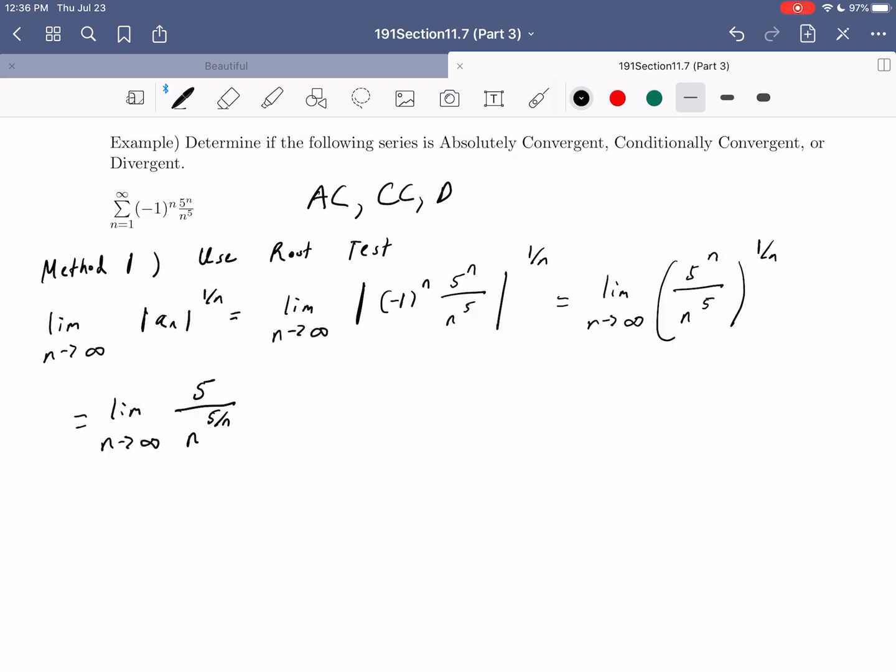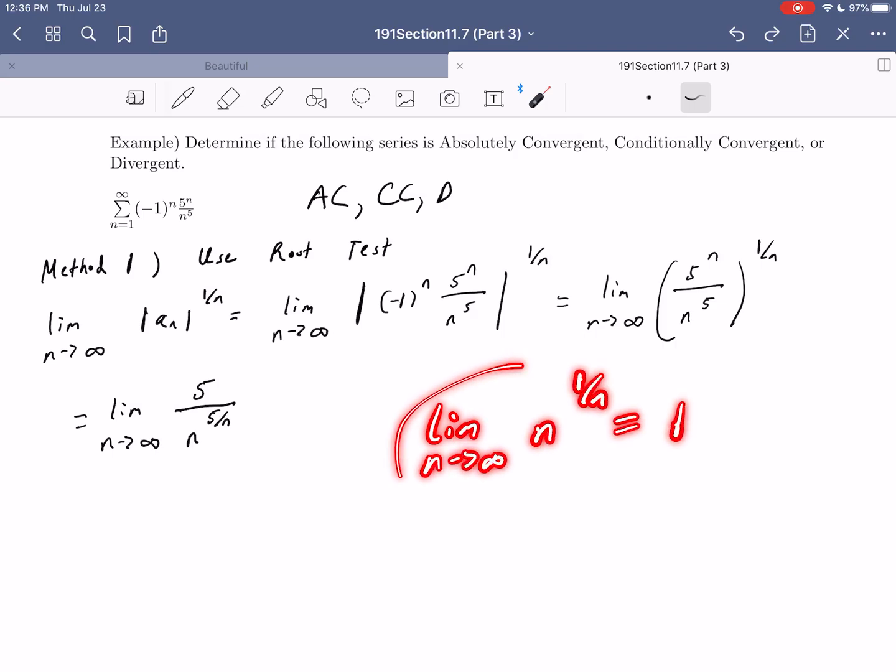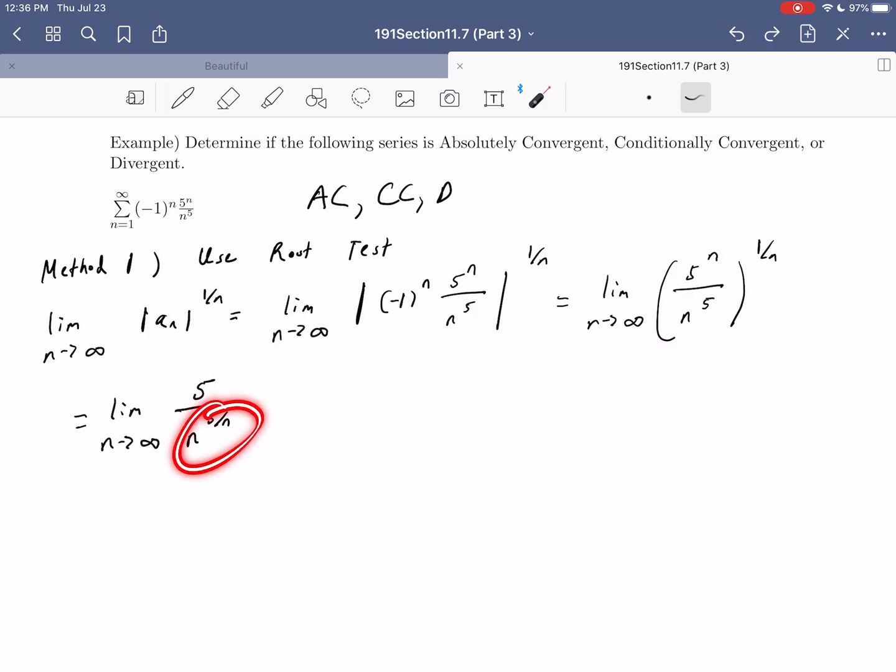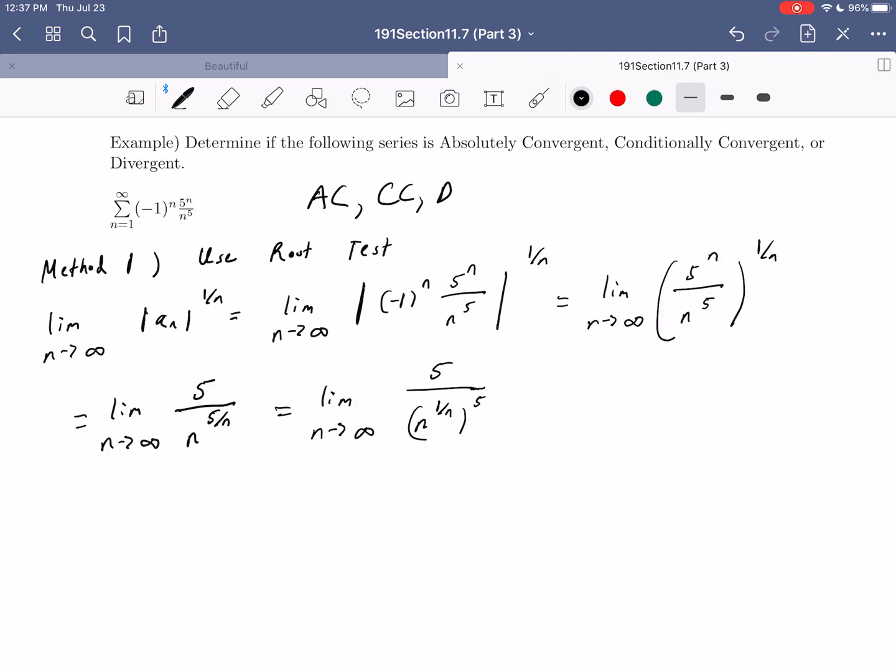We stated a very important limit for a root test: the limit as n goes to infinity of n to the 1 over n is 1. That's very, very useful. So let's go ahead and rewrite this as the limit as n goes to infinity of 5 over n to the 1 over n, all to the 5th. Now we can use this to say that that's going to be equal to 1. So this is 5 over 1 to the 5th. And of course, 1 to any exponent is just 1. So 5 over 1, that's 5.